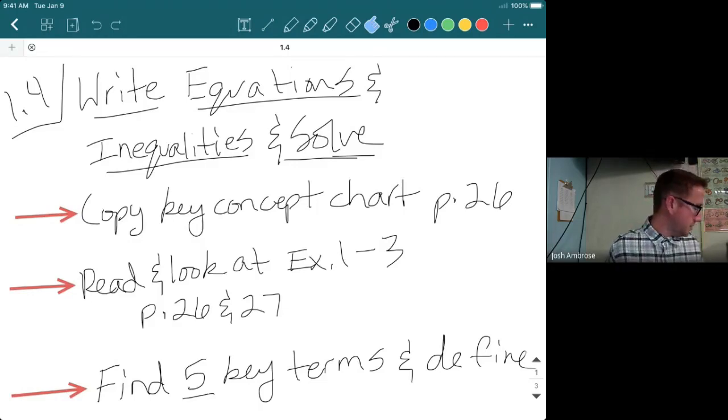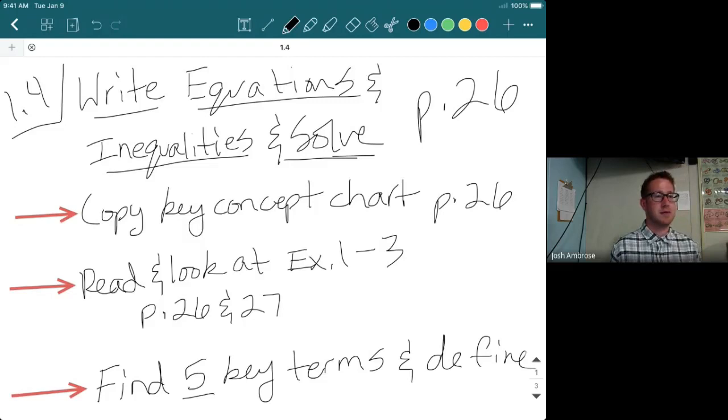Let's get our textbooks open to page 26. Let's get that right there, page 26, okay? So everybody, textbooks open. Get ready to take some notes. We got quite a few notes to take, few example problems to go through here, okay? So the section is write equations and inequalities, and we will be doing some solving right at the end of this section, okay? So the first thing you should notice is you're going to be copying the key concept chart on page 26, all right?